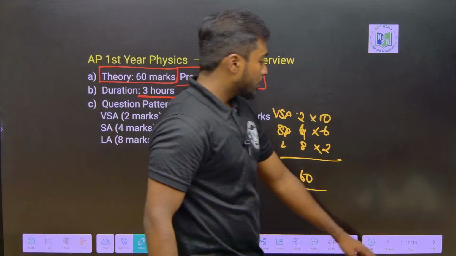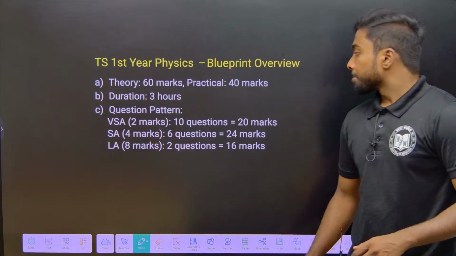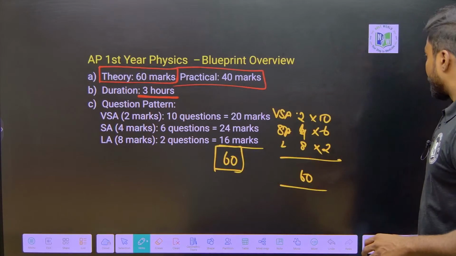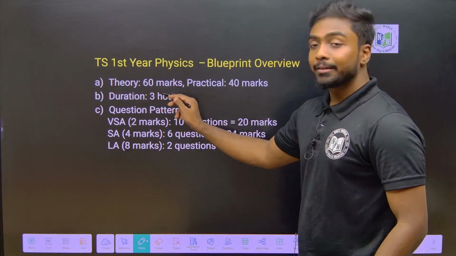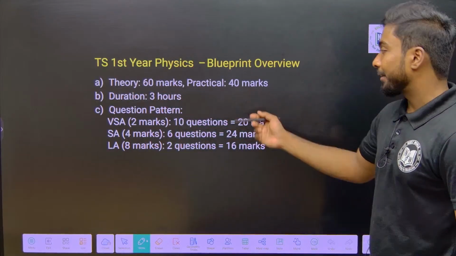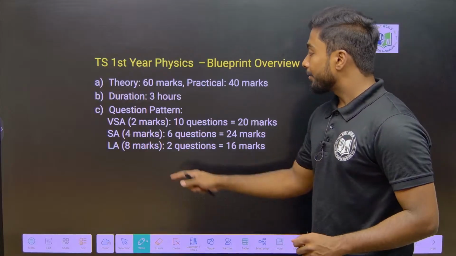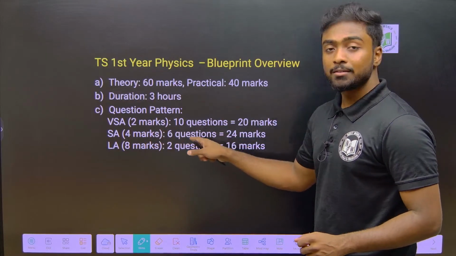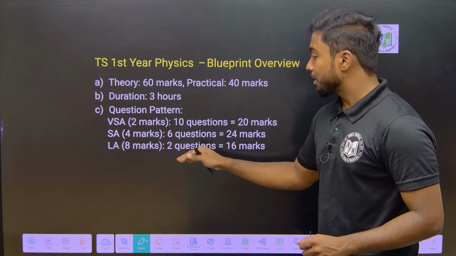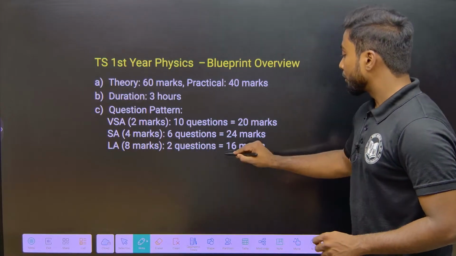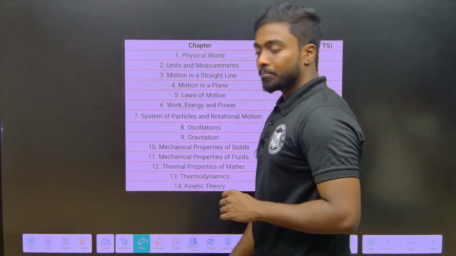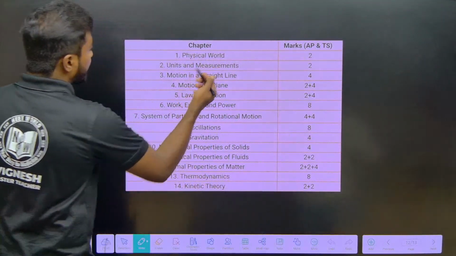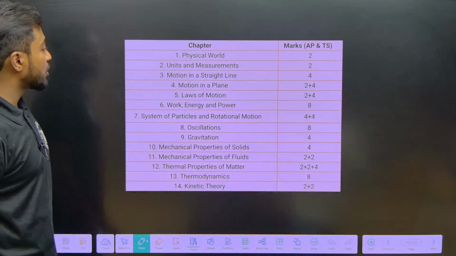Okay, so the chapters, if I see here, yeah. So before going to chapters, for Telangana also the same pattern: 60 marks theory, 40 marks practical, duration 3 hours, and then very short answer 10 questions, short answer 6 questions, long answer 2 questions. So totally 60 marks.